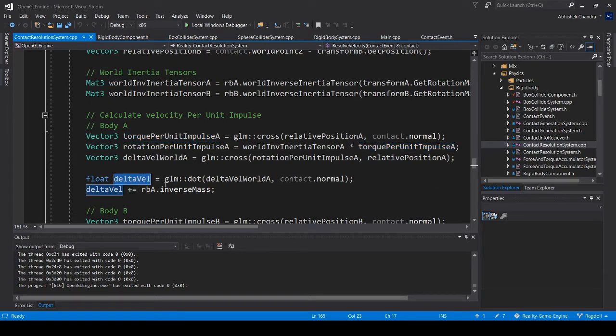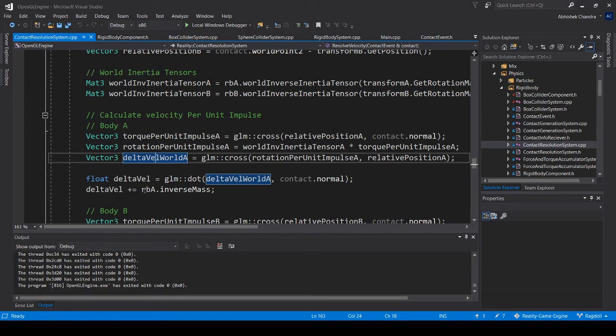And note that this delta velocity that we're getting is right now in world coordinates. So we take a dot product with the normal to convert that into local coordinates. And even with that, that just tells us what the change in velocity is due to rotation. This change in velocity comes purely from torque. So this is the rotational change in velocity.